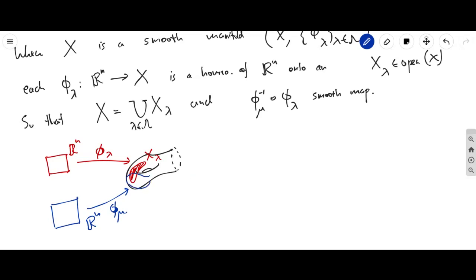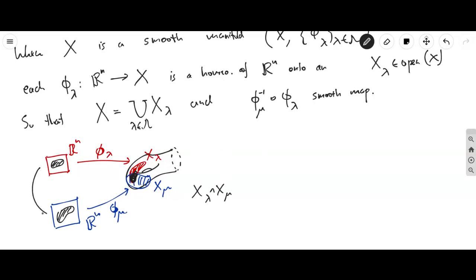We're going to assume that these charts happen. This is X mu. As you can see, I did not draw it properly. It escapes outside my space, but I'm sure you can imagine what I mean by that. So they happen to overlap. So the place where they overlap, that would be X lambda intersect X mu. If you pull that back using phi lambda, because this is a homeomorphism, it will take you to an open subset over here. And if you pull that back using this chart, that's a homeomorphism, so that will take you to an open subset over here.